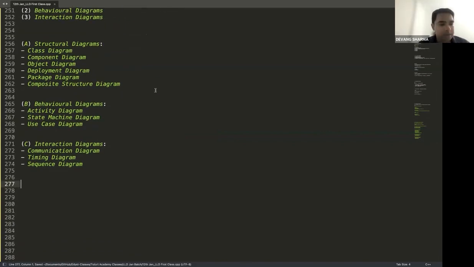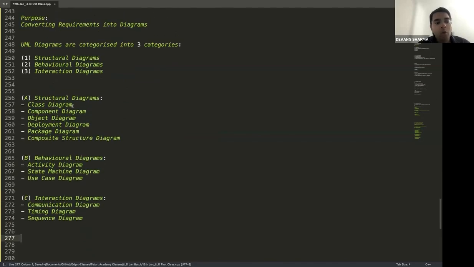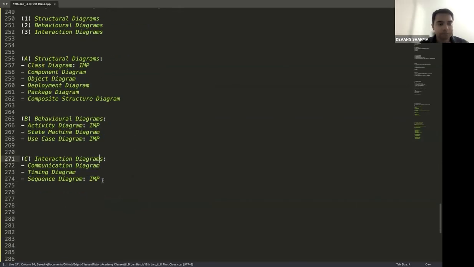Now, the question becomes, do we need to know all about the type of diagrams? No. The important ones, I'll just mark it as important. Class diagram is important. Activity diagram is important. Sequence diagram is important. Use case diagram we pretty much have covered already. That is also important. Overall, these four diagrams are important.